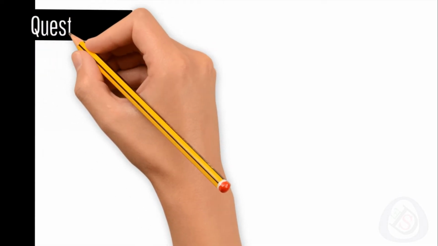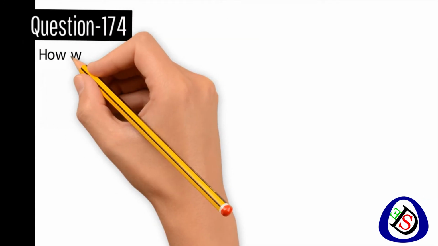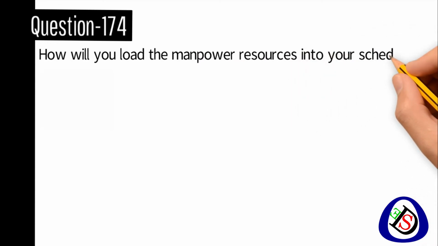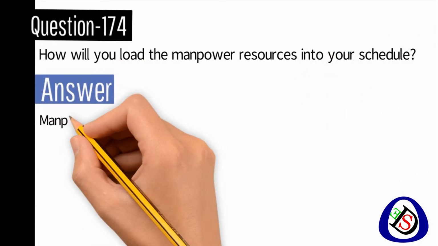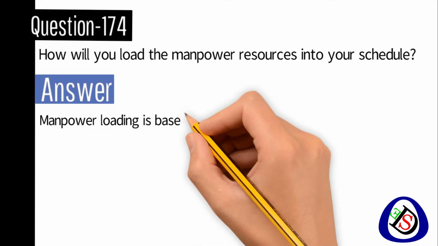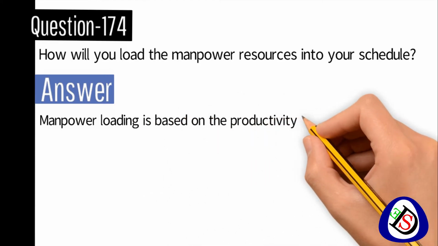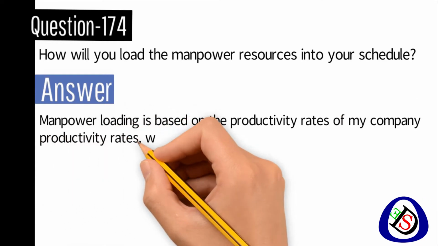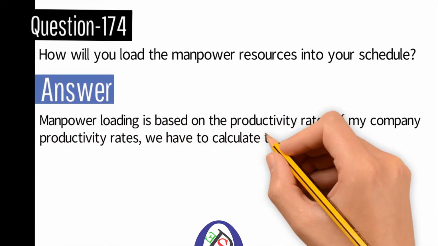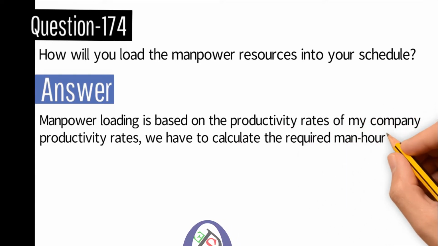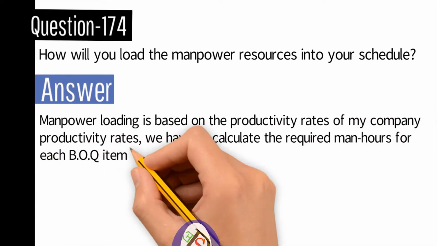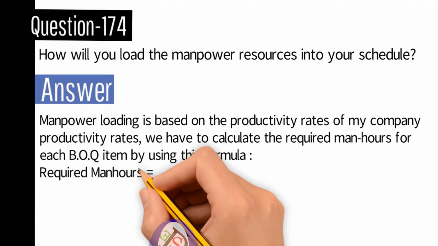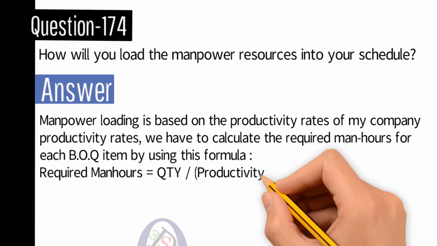Question number 174. How will you load the manpower resources into your schedule? Answer. Manpower loading is based on my company's productivity rates. We have to calculate the required man hours for each BOQ item by using this formula: required man hours is equal to quantity divided by productivity rate.